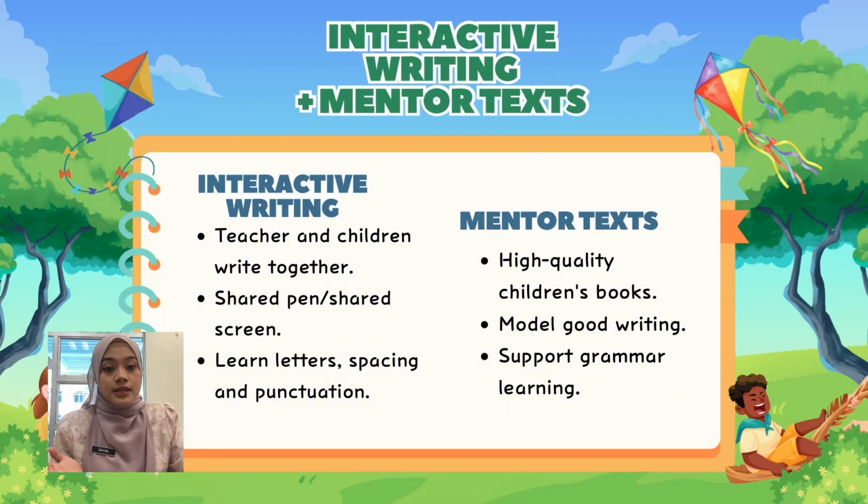The mentor text acts as a model, giving children ideas and showing them correct grammar rules. Then the interactive writing activity acts as the support system, letting children practice building sentences with the teacher's help. Together, they can make grammar easy to understand and turn writing into an exciting, shared group experience.